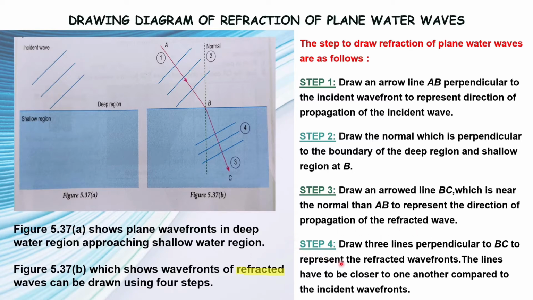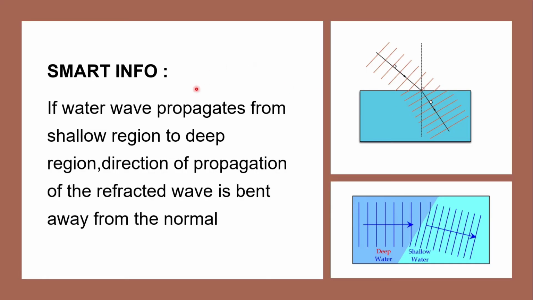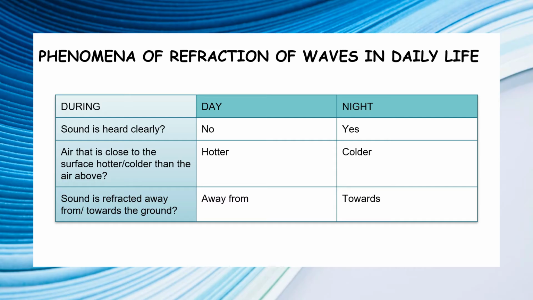And step 4 is draw 3 lines perpendicular to BC to represent the refracted wavefront. The lines have to be closer to one another compared to the incident wavefront. Next, there is some smart info. If water wave propagates from shallow region to deep region, direction of propagation of the refracted wave is bent away from the normal.